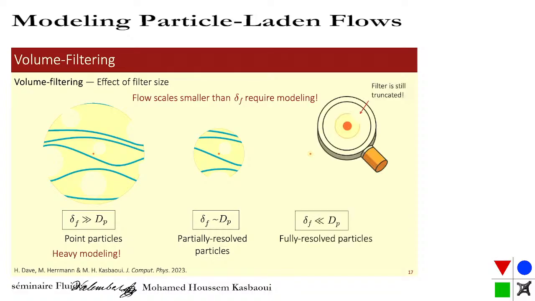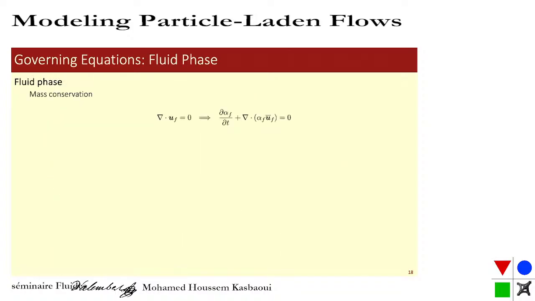And then there is a limit where the filter size is very small compared to the particle diameter, where your flow is basically well resolved. However, it's not quite fully a DNS yet, but there is still an effect of the particles, because even if you make your filter very small, it still gets truncated a little bit by the particle, and that has an effect. Okay, so here there is little or no modeling required.